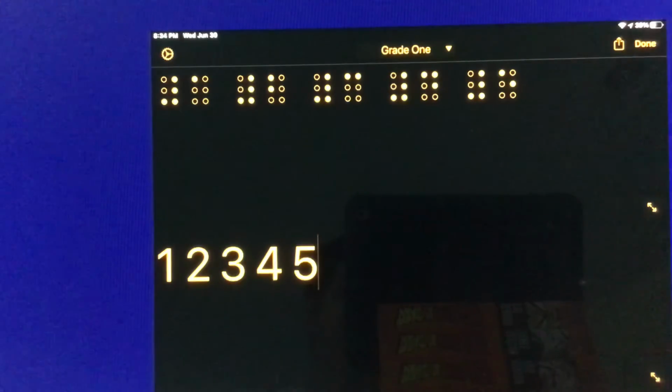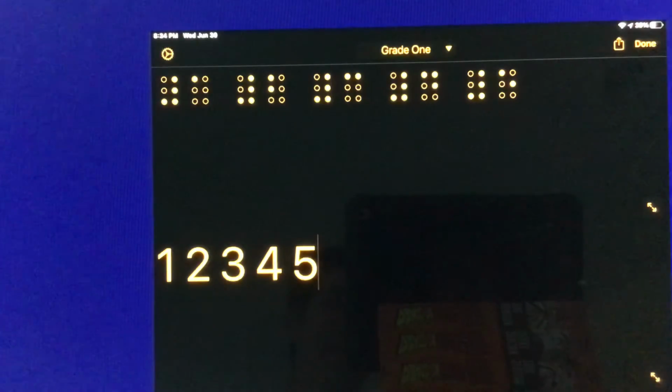But on the subject of learning more, as it turns out, the numbering system in Braille is actually in conjunction with that of the letters themselves. So the letters A, B, C, D, and E also represent the numbers 1, 2, 3, 4, 5.